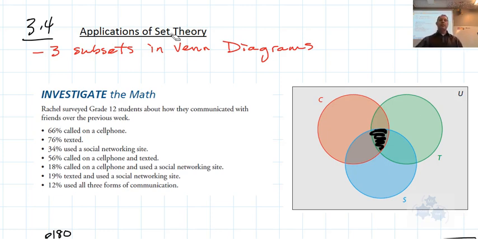So when you read through this question, this is the hint, okay? This is the most important part here. What you want to do is try and find out what this middle section is first, and then work your way out. This is the easiest way to do these questions. So if you read through all this, you see at the very bottom, it says 12% used all 3 forms of communication. So watch this.